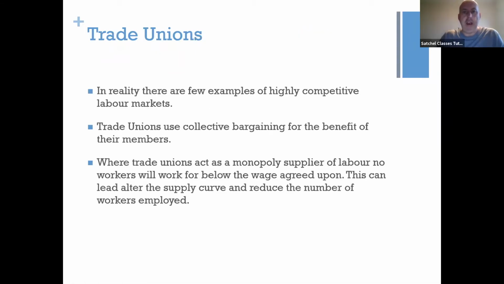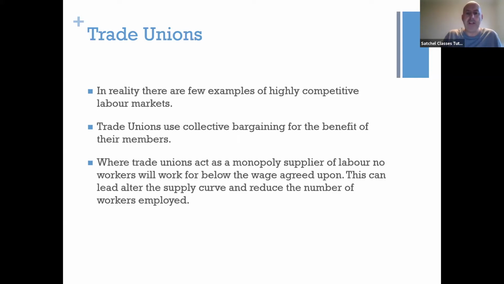Now, in a lot of industries, trade unions operate. There's only very few examples of highly competitive labour markets. Trade unions use collective bargaining for the benefit of their members. In other words, they group everyone together and use the power of all those voices channeled through trade unions. So trade unions act on behalf of all the workers rather than each individual worker negotiating their own wage. The trade unions will negotiate on behalf of a whole collection of workers.